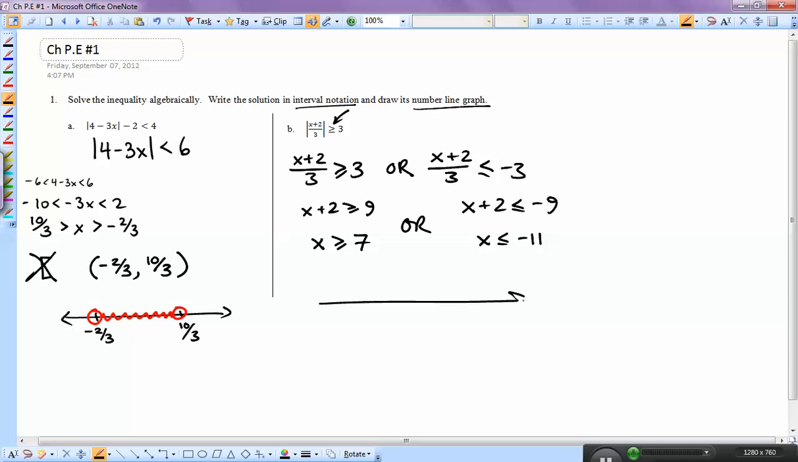On the number line, here's negative 11. Here's 7. I'll switch colors. Greater than or equal to 7, so that's a filled in dot. It goes this way. Less than or equal to negative 11, filled in dot at negative 11, goes this way. And when I write this in interval notation, it's everything from negative infinity up to negative 11, including the negative 11. Or, remember, union is the same thing as or here, 7 up to infinity. And the 7's included.